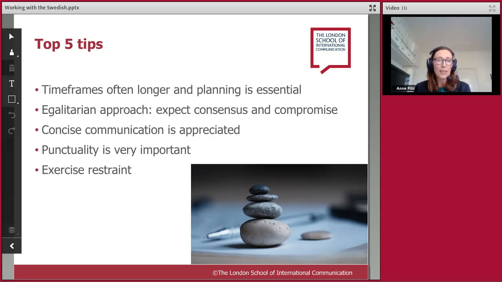Punctuality, very important. And the last point is to exercise restraint. Humility, body language: don't have overstrong reactions, don't get upset about something, and don't start using a lot of body language. If you're very positive, that can be charming. If you're upset and waving your arms around, that doesn't go down well. That's seen as hysterical behavior. It does not go down well. So they are my top 5 tips for working with Swedes.